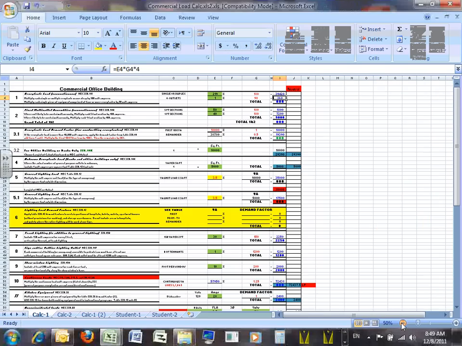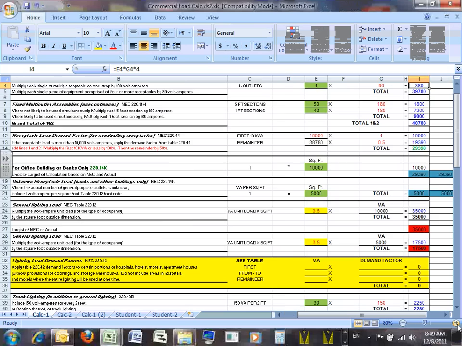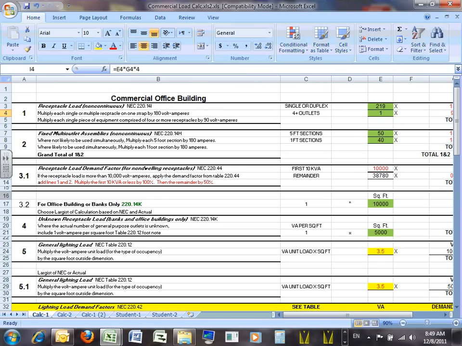Number two, guys, if you come over here, let's go down all the way. You're going to go to multi-outlet assembly, 220.14(H). If you read what it tells you here, it says if you have a multi-outlet assembly, for every 5 feet you assign 180 volt amp, 180 volt amp if it's non-simultaneous. If it's simultaneously used, then you assign 180 volt amp for every 1 foot of it. One section, 1 foot, you assign 180 volt amp for it.